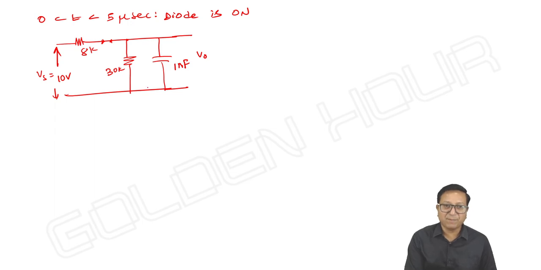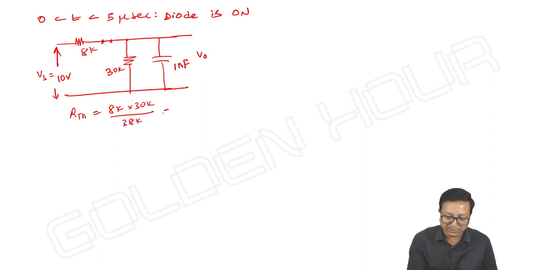Then the capacitor will rapidly charge towards input V 10 volts with a time constant R Thevenin into C. R equivalent, what is R equivalent here? If Vs is 0, 8K parallel with 30K. So R Thevenin is equal to 8K into 30K by 38K. It is 120 by 19 kilo ohms. Okay.